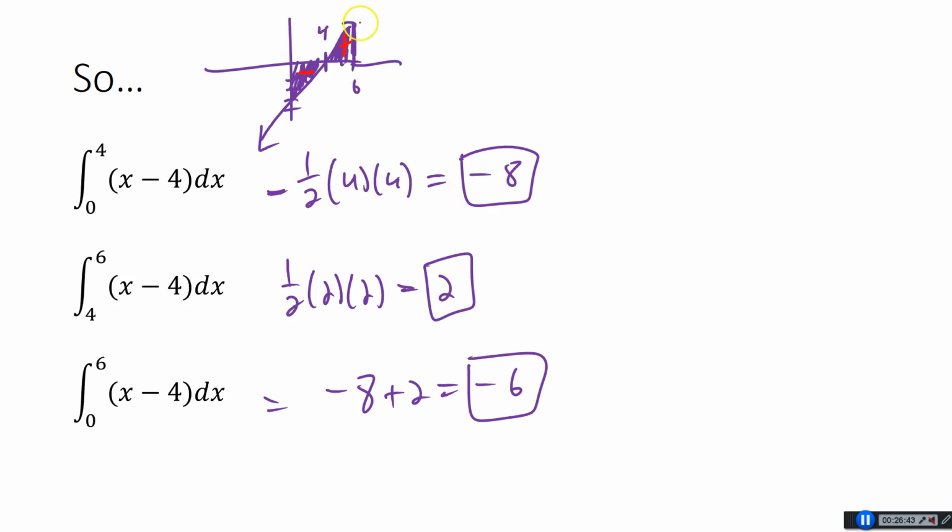How far would I have to go to get this to cancel out to be a 0? Well, we have 4 here. I think we have to go to 8. If you integrate all the way to 8, you would have the same area above and below. That integral would be 0. So the integral from 0 to 8 of x minus 4 dx will be equal to 0.